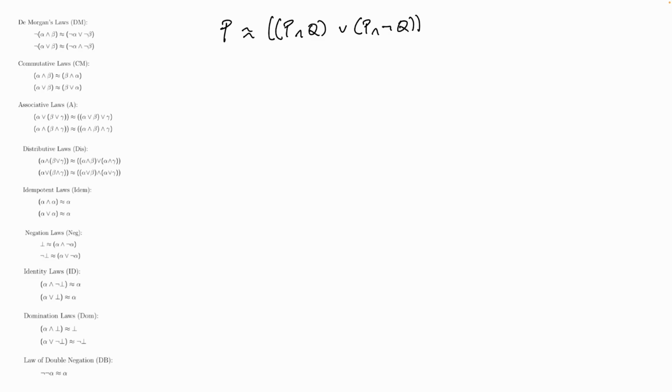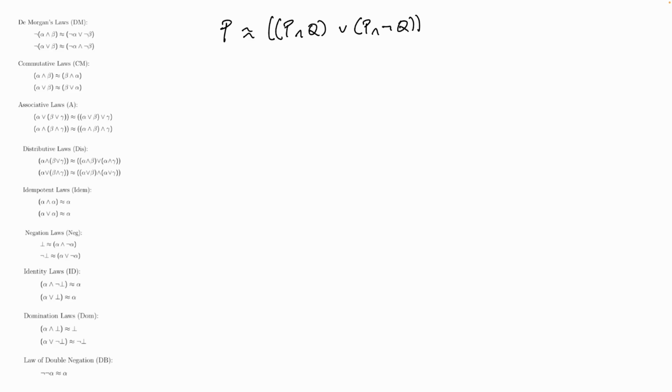I can either start with P and try to lay down a chain of equivalences that takes me all the way to P and Q or P and not Q, or I can start with that disjunction and try to lay out a chain of equivalences that gets me to P. Let's just try starting with P. We need to find something that our laws say P is equivalent to and write that down next, and then find something that our laws say that further formula is equivalent to, and so on until we get to P and Q or P and not Q.